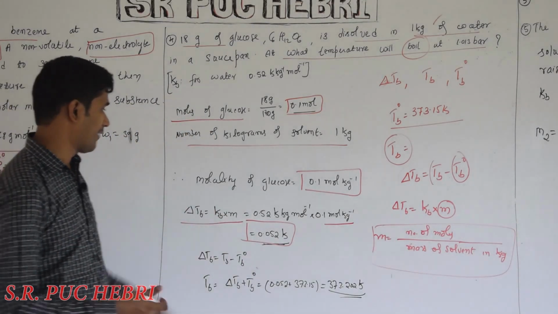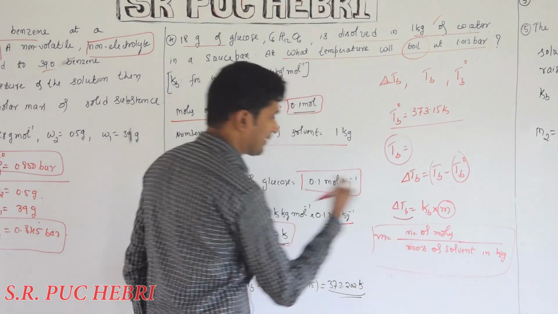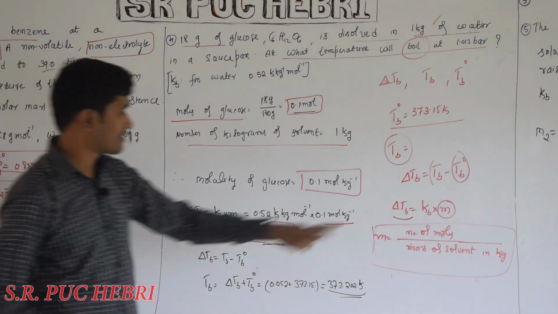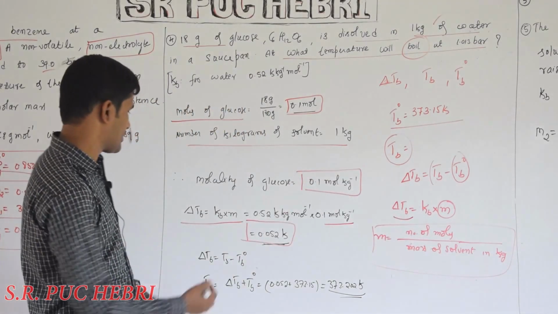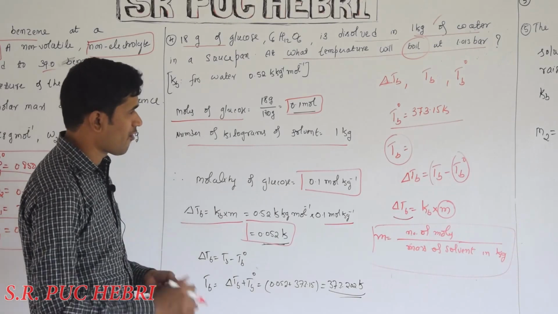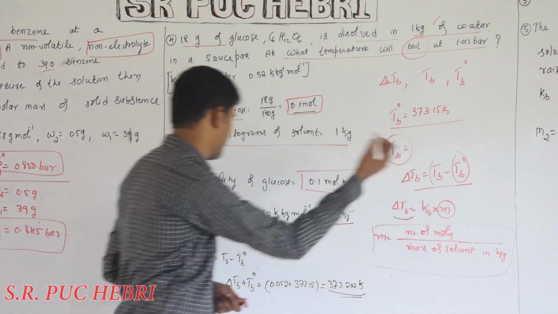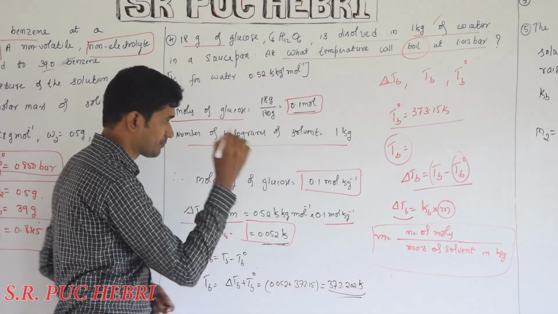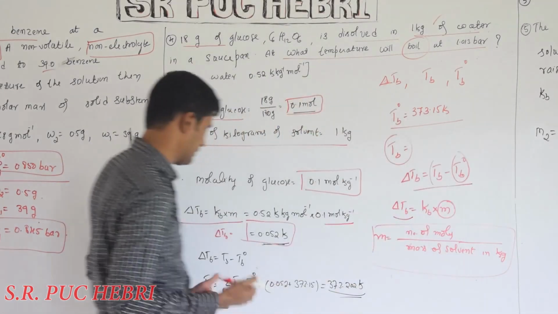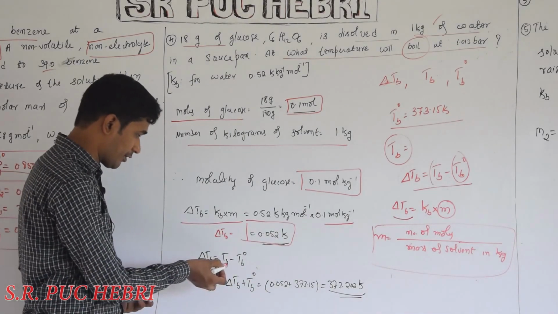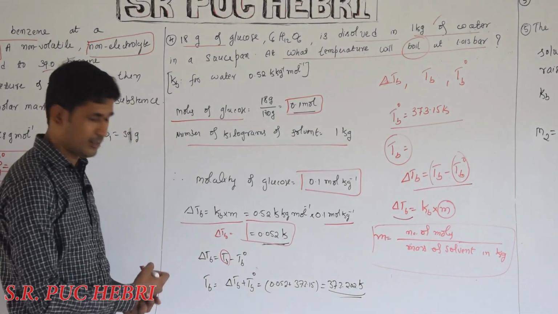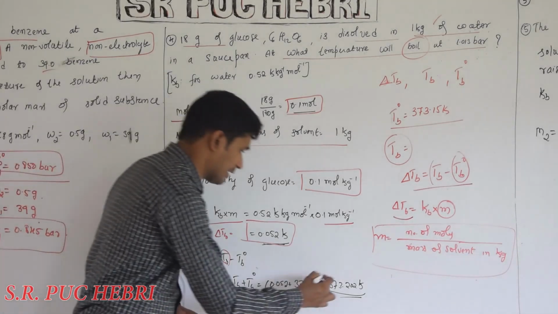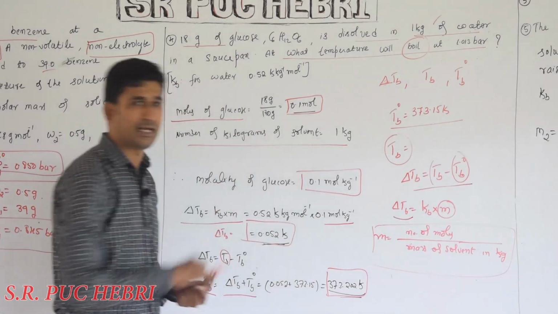Next, after getting the value of delta TB, what do you do? You substitute these things in that equation. Now you got the value of delta TB. TB naught is known. So what do we have to find? TB. You have to find this term TB. So rearrange this: TB is equal to delta TB plus TB naught. The answer is 373.202 Kelvin.